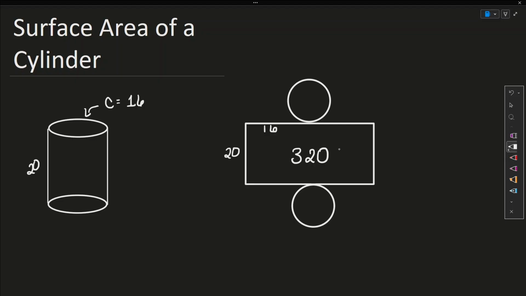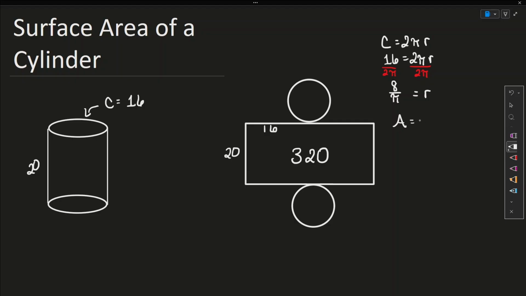What about the circles? That's a harder question. We're given the circumference, but not the radius. So as a reminder, circumference is 2 pi r. Since we know the circumference is 16, we have that 16 is 2 pi r. I can divide both sides by 2 pi. And when I do, I get 8 over pi is equal to r.